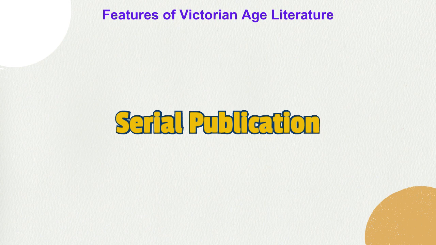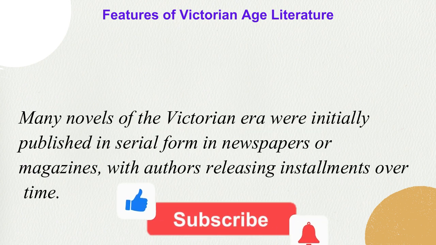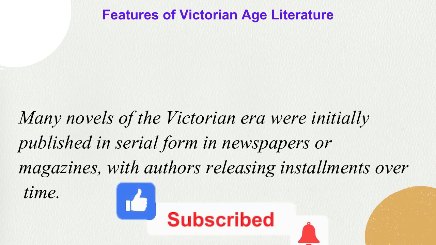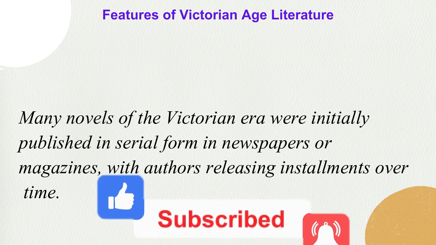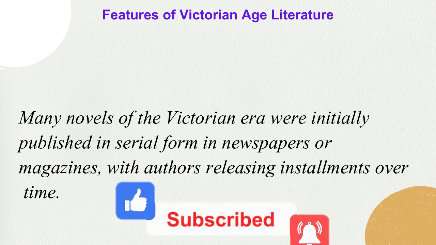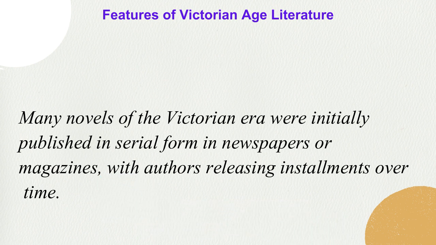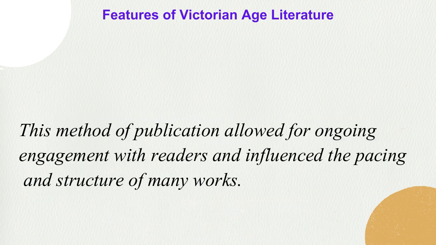Serial publication. Many novels of the Victorian era were initially published in serial form in newspapers or magazines, with authors releasing installments over time. This method of publication allowed for ongoing engagement with readers and influenced the pacing and structure of many works.